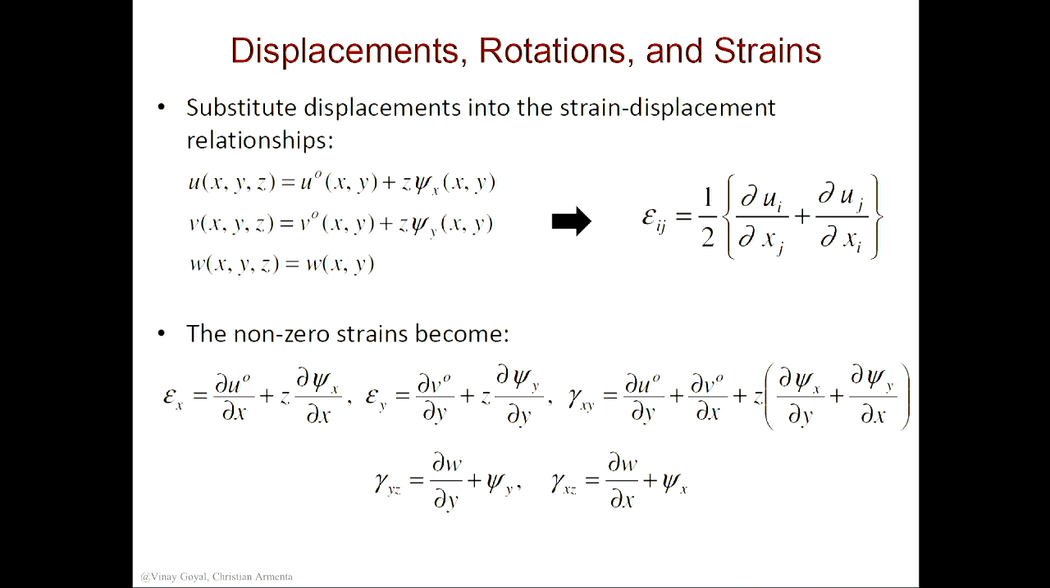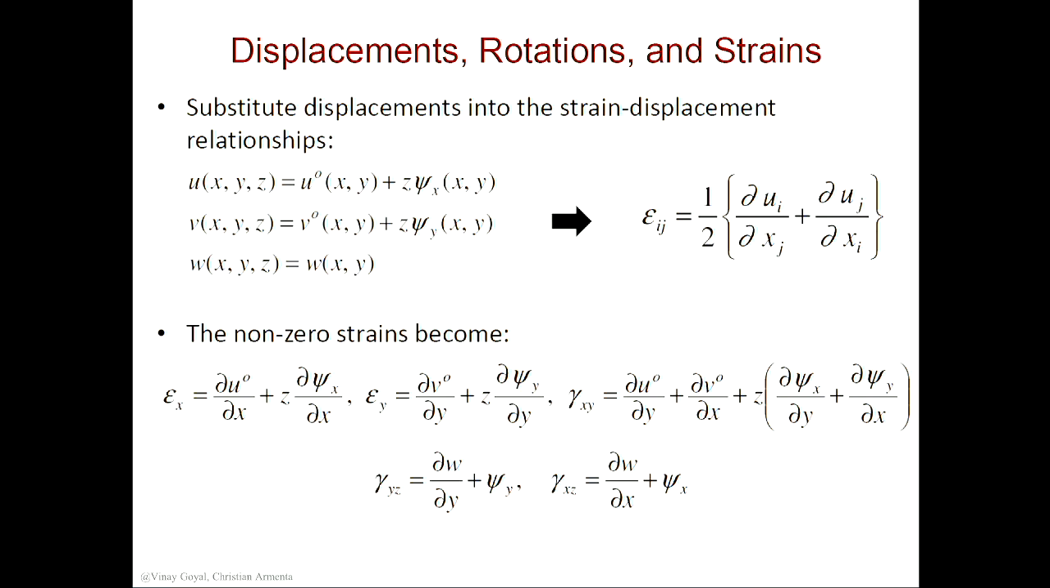Now you may ask me, wait, what happened here? Epsilon zz is not showing up. I have 5 of them. I have no epsilon zz. The reason is because we assume that w does not depend on z. So the deflection out of plane of that plate does not depend on the thickness. And it makes sense, doesn't it? If it's thin, you assume that every point there is going to move about the same. You agree? Yeah, it makes sense to me. And so that's why epsilon zz is 0 here.